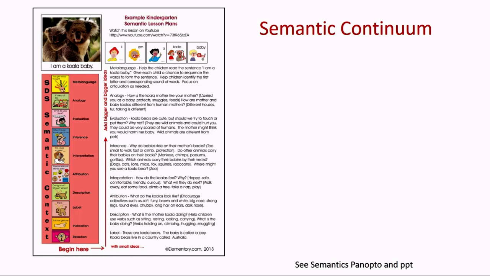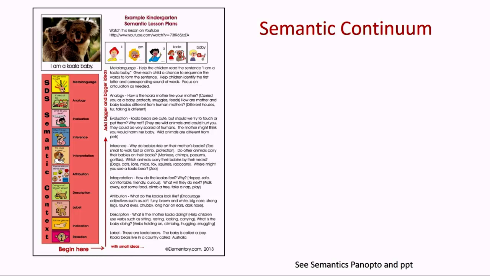Some of the examples of what labeling looks like is these are koala bears. The baby is called a joey. Koala bears live in a country called Australia. So you're basically labeling things. Description. What's the mother koala doing? Help children use verbs such as sitting, resting, looking, carrying. What is the baby doing? Holding on, climbing, hugging, snuggling. So give them vocabulary and language to describe the actions behaviorally.